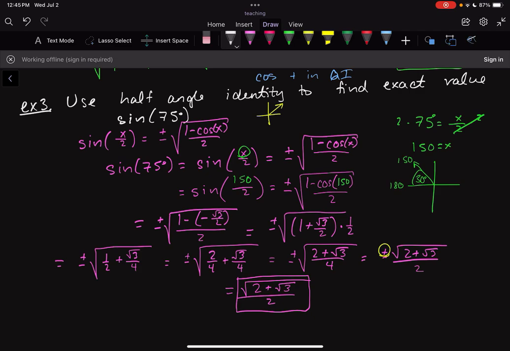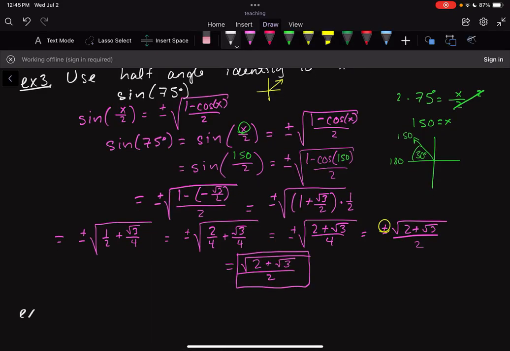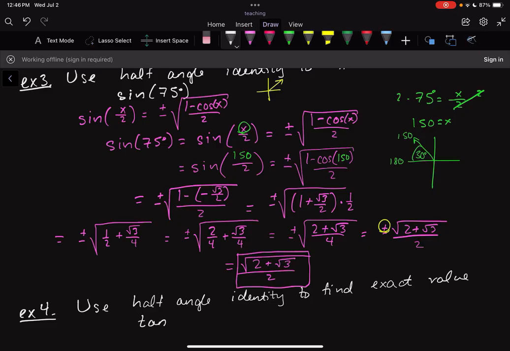Now, one that I do like to use it for is tangent. So this one, we're going to use the half angle identity to find exact value tangent negative 15 degrees. And the reason that I want to do this one is because we actually did this one in a previous video.